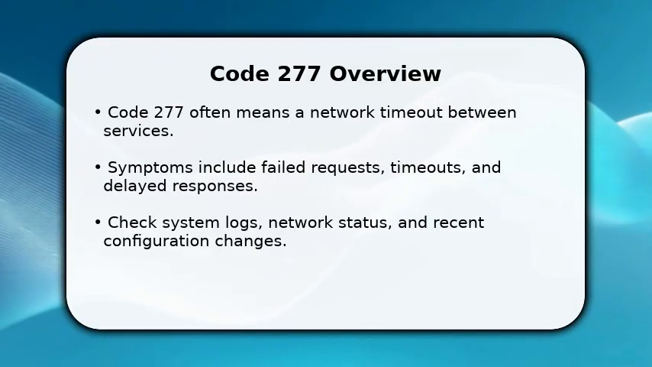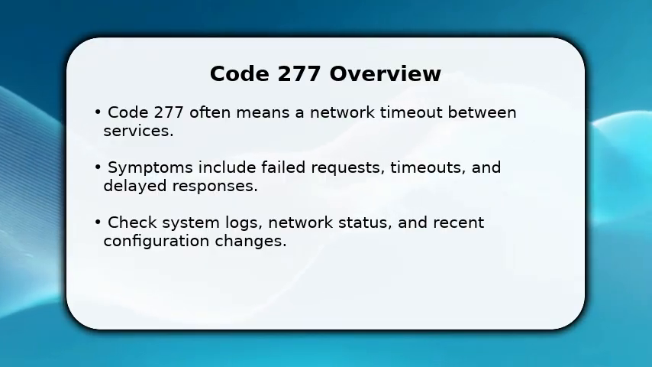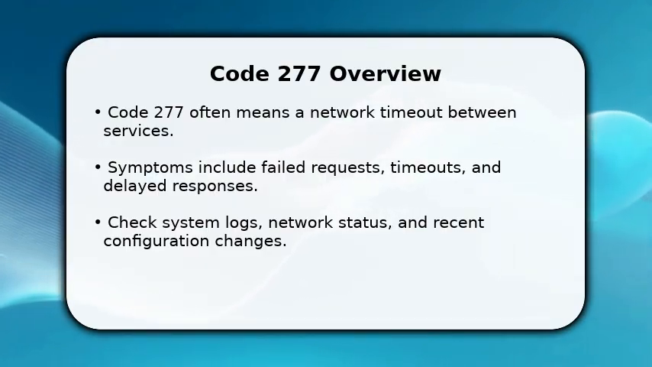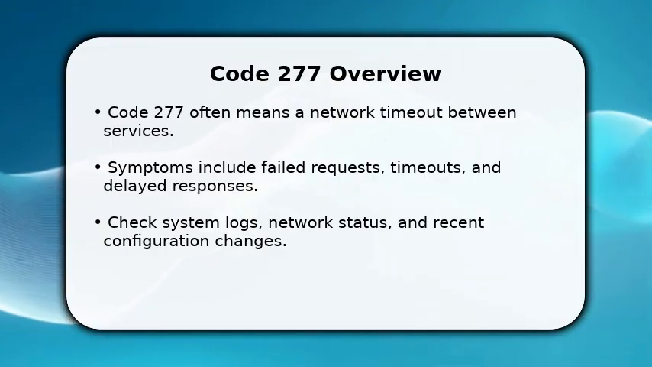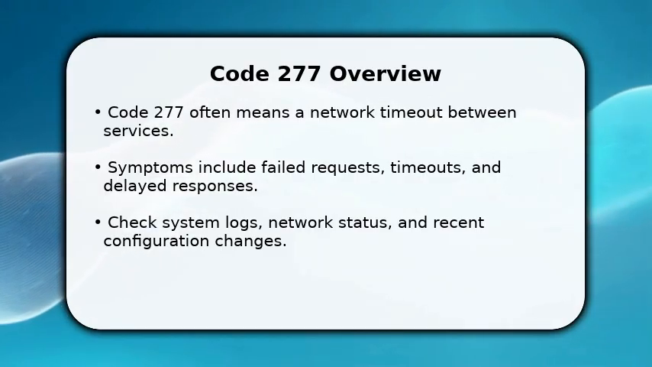In this video, I will explain how to fix code 277, an easy guide. Start by restarting the affected device and verifying network cables and Wi-Fi strength. Next, inspect error logs for repeated patterns and note timestamps. Test DNS and gateway responses using simple pings and traceroute tools.